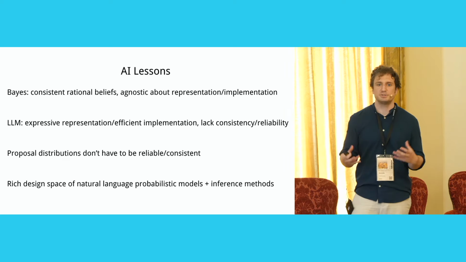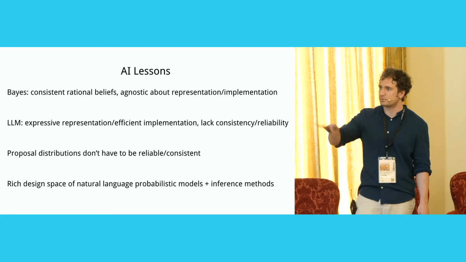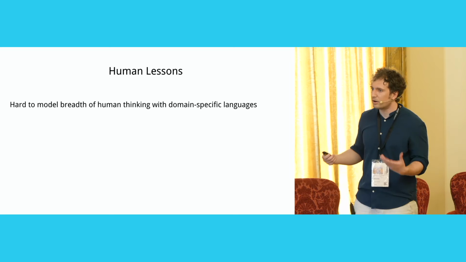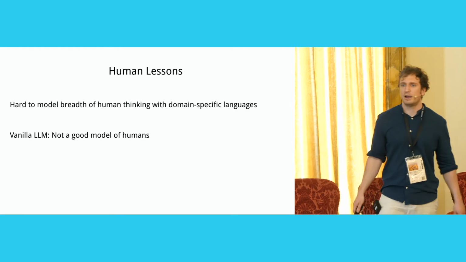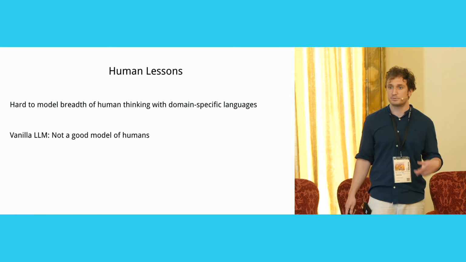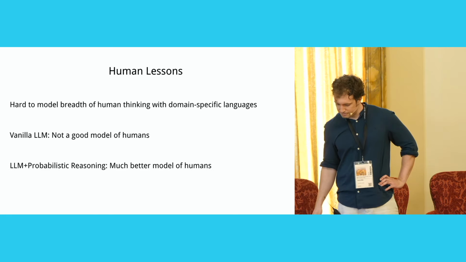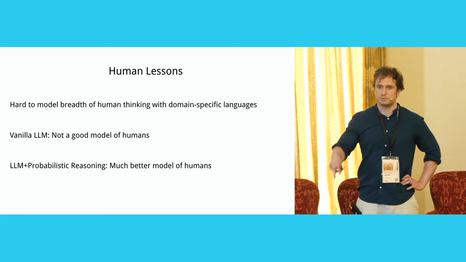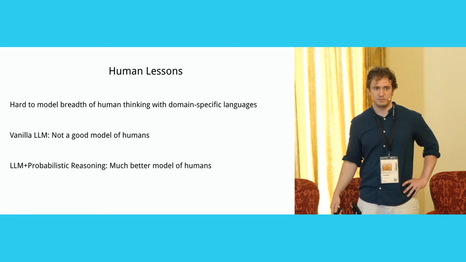And more broadly, there's a very rich design space of Bayesian models that use proposal distributions guided by these pre-trained neural nets. From the point of view of humans, it's very hard to model all the stuff you would think with a domain-specific language. At the same time, we have these LLMs that can use natural language to reason and to learn concepts from few examples, but when we point them at these tasks, they don't act very much like a person. What we find is that when you combine them with these probabilistic reasoning methods, when you make them explicitly probabilistic, and especially when you learn the prior, they become a much better model of humans.